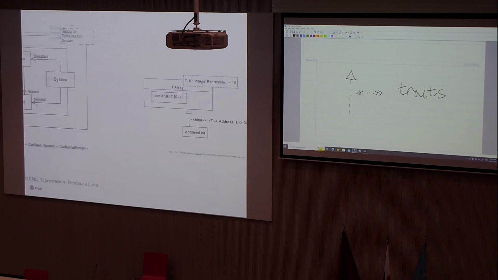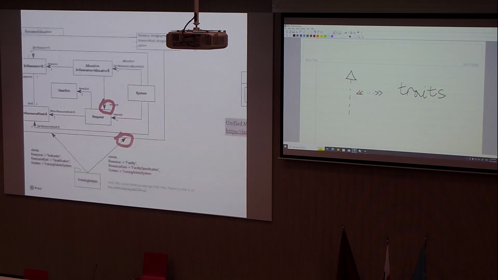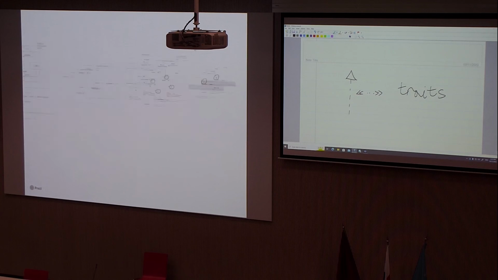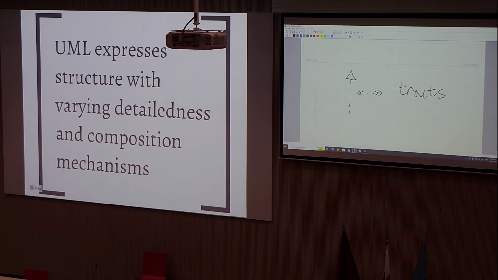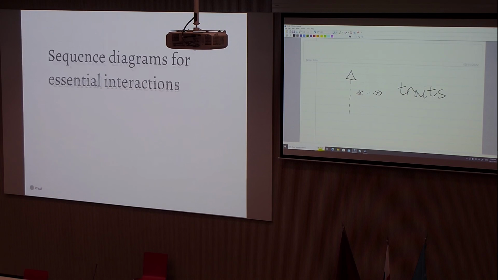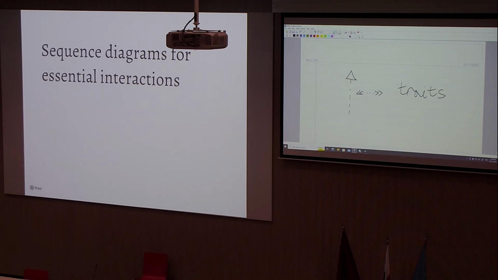And just to recap this, UML expresses structure with varying detailedness and composition mechanisms. That's one thing. The other thing, we saw that sequence diagrams could be used for essential interactions. So you might not have expected this.